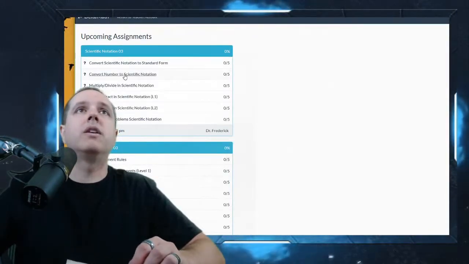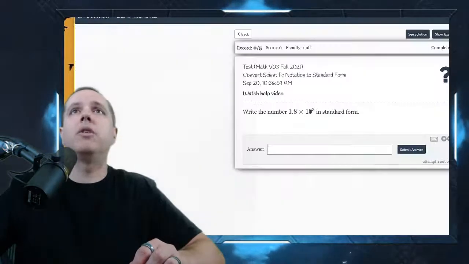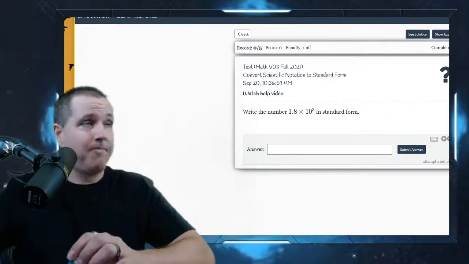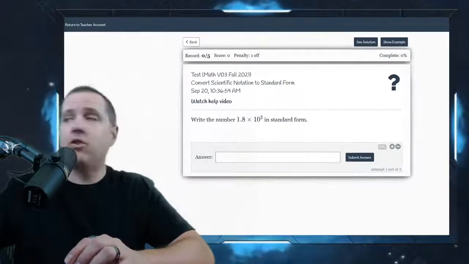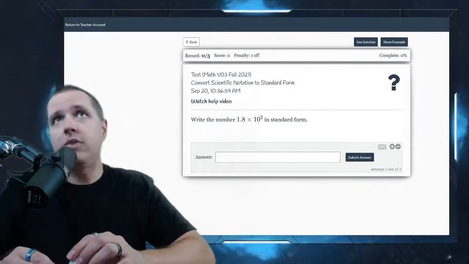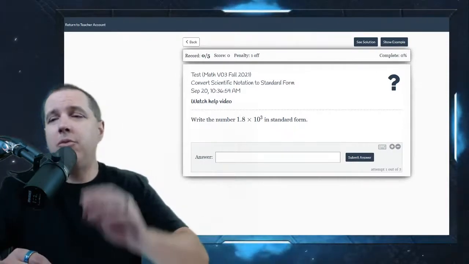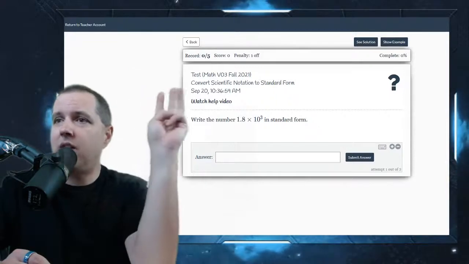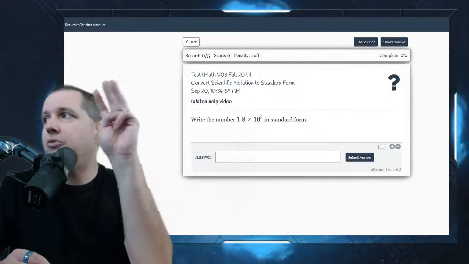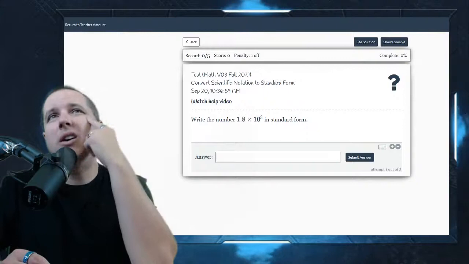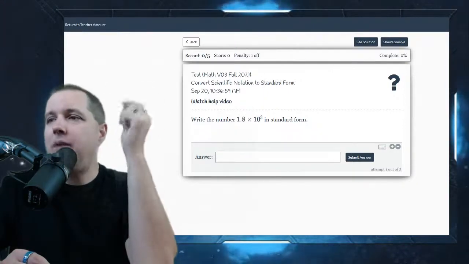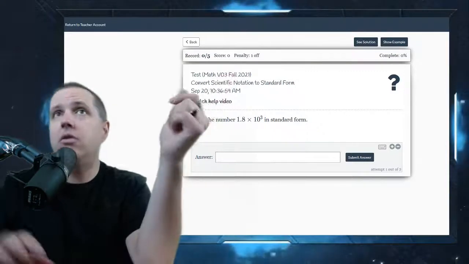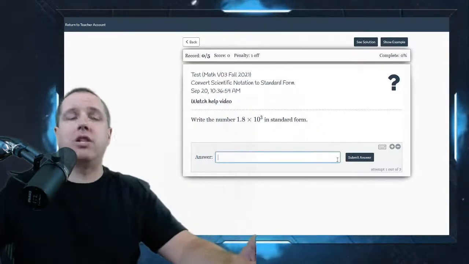So let's do a couple here. Write 1.8 times 10 to the third in standard notation. I'm going to move the decimal 3 places. Should I be moving the decimal 3 places to the left, or to the right? Well, 1.8, if I multiply that by 10 3 times, my number should get bigger, right? So I'm going to move it in the direction that makes things bigger.